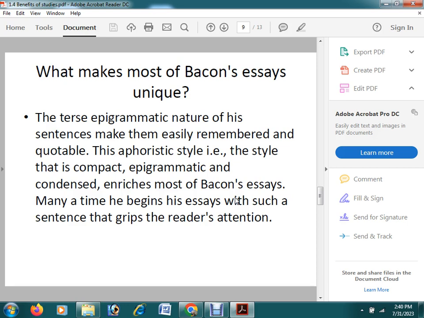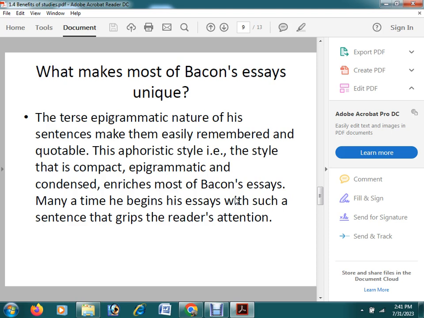Also, another thing is that many of Bacon's essays start with a sentence that attracts the attention of the reader. What was the first sentence of this essay of studies? Just for an example, he started, the main benefits of study are delight, ornament, and ability. So after reading this sentence, the reader will think, oh, let's go forward. So the reader's attention will grow at the first sentence of Bacon's essay.